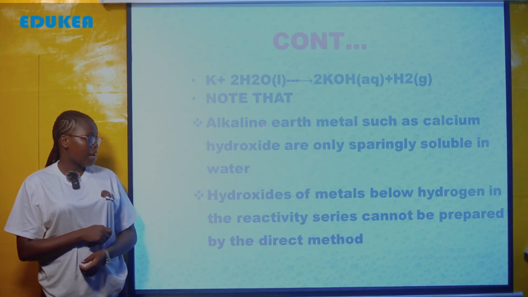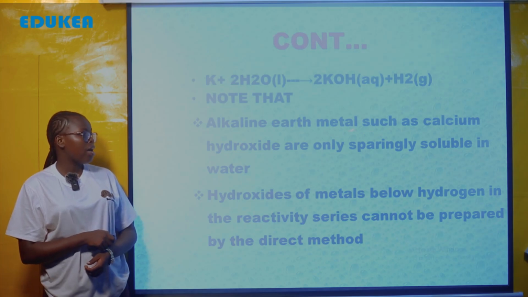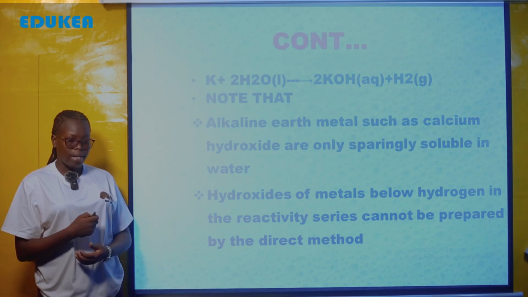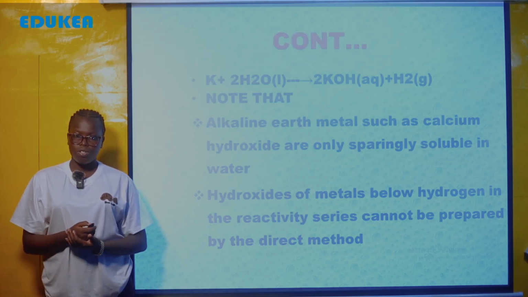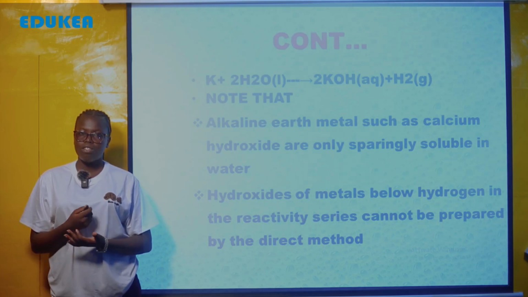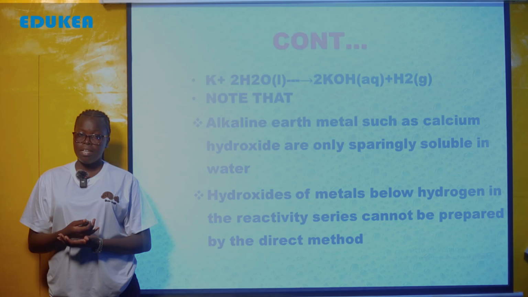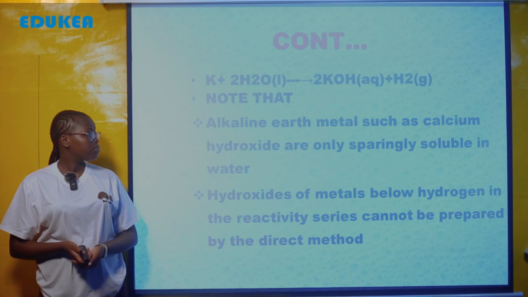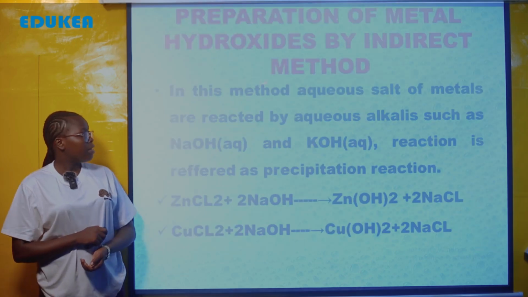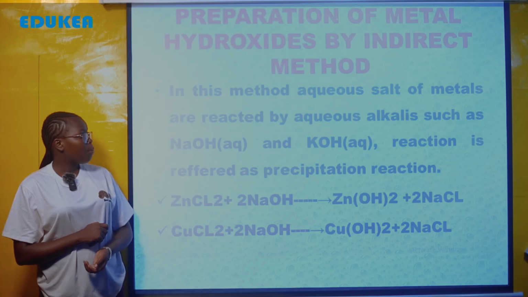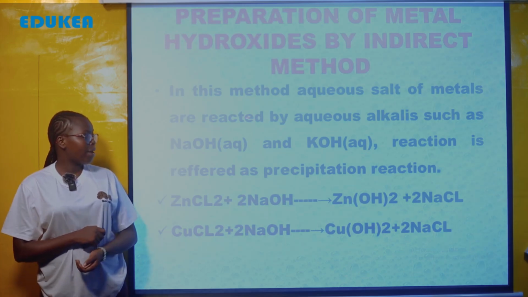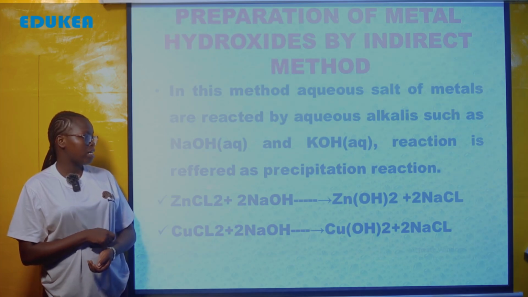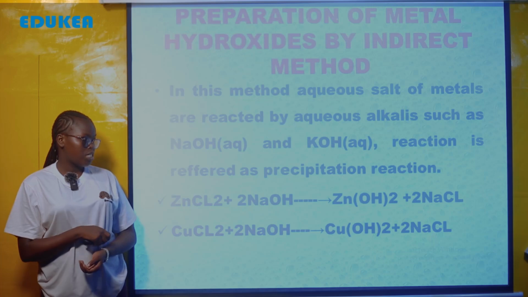Note that alkaline earth metals such as calcium hydroxide are only sparingly soluble in water. And hydroxides of all metals in the reactivity series which are below hydrogen cannot be prepared by the direct method. They are prepared using the indirect method. In this method, aqueous salts of metals are reacted with aqueous alkalis such as sodium hydroxide and potassium hydroxide, and the reaction is referred to as a precipitation reaction.